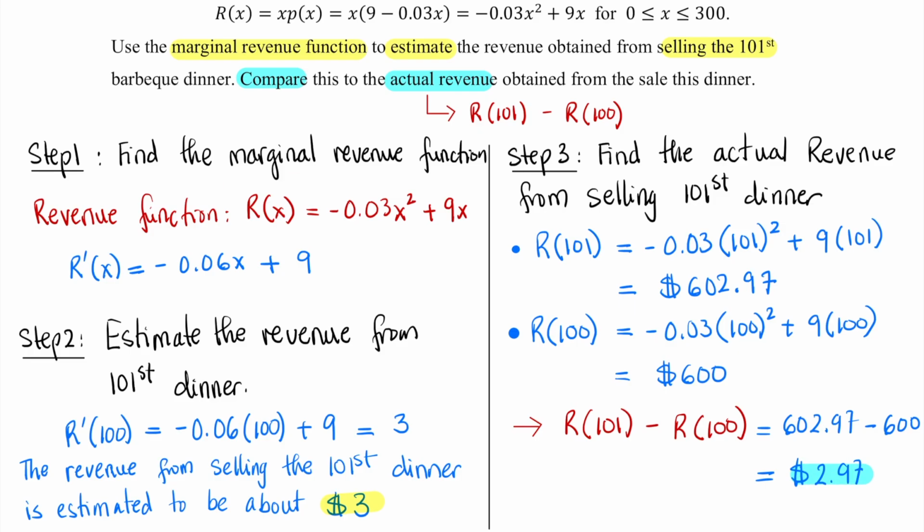Now, let's compare the two results. Using the marginal revenue function, we estimated the revenue from the 101st dinner to be $3. The actual revenue from selling the 101st dinner is $2.97. These two values are very close, so the marginal revenue gave us a very good approximation.